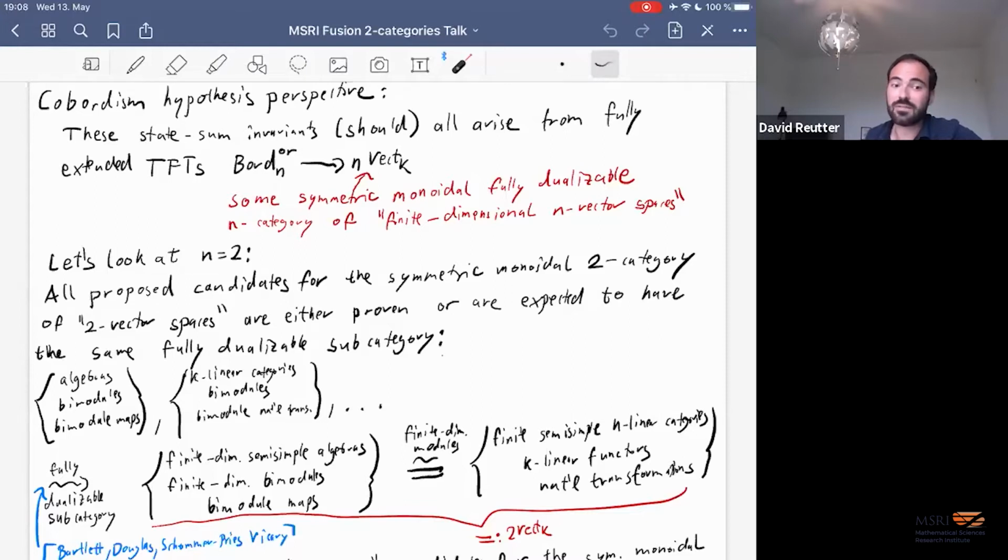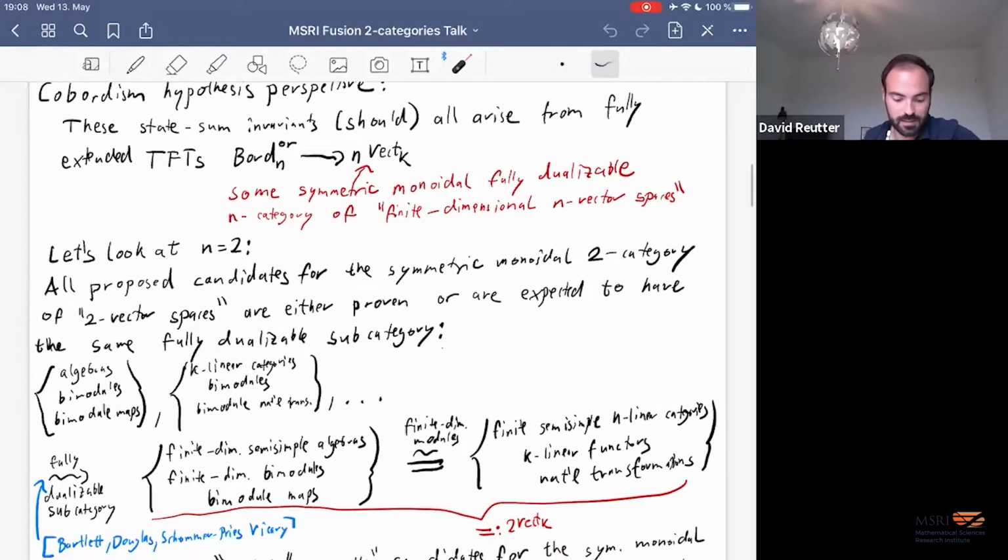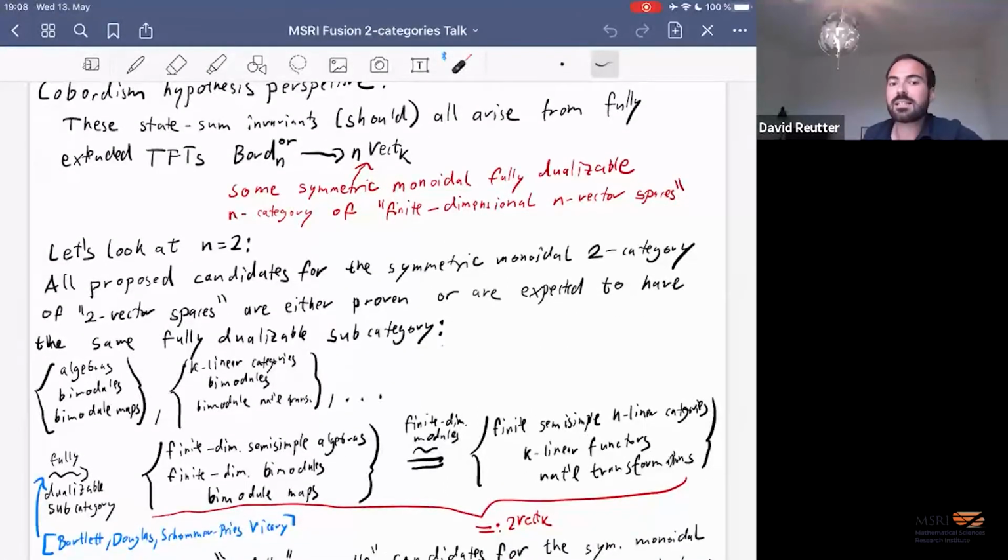And the fully dualizable subcategory in each of these cases, and this was proven in this paper by Bartlett, Douglas, Schommer-Pries, and Vicary, is the symmetric monoidal 2 category of finite dimensional semisimple algebras, bimodules, and bimodule maps, which is equivalent to the symmetric monoidal 2 category of finite semisimple k-linear categories, k-linear functors, and natural transformations. And so this 2 category really deserves the name 2-Vect, the 2 category of finite dimensional 2 vector spaces. So whatever notion of 2 linear algebra you start with, if you just look at the fully dualizable things, the things for which you get state sums, for which you get fully extended topological field theories, you will be forced to live in this world.